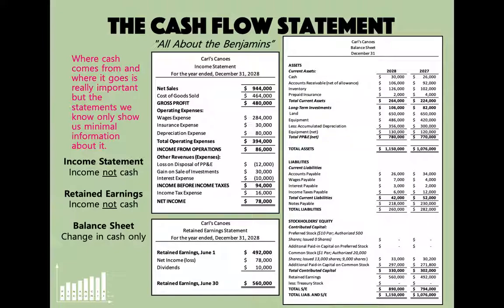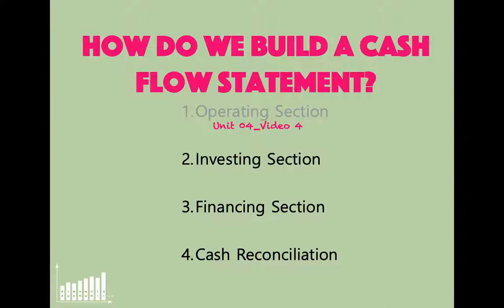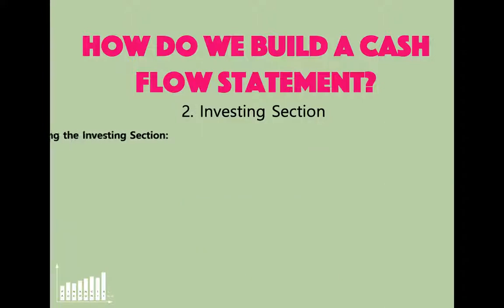So, we know that to build a cash flow statement, we have to put together 4 sections. The last video looked at the operating section, the construction of the first section of the cash flow statement. In this video, we're going to look at the last 3 parts: the investing, financing, and then the cash reconciliation. So, the investing section.